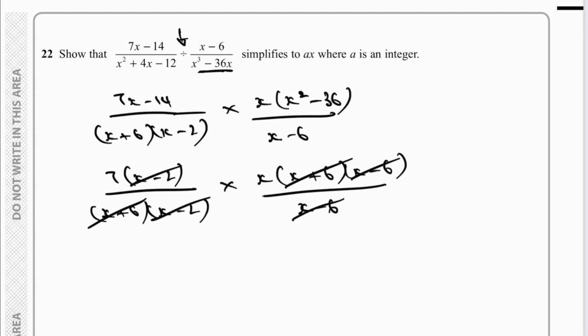So what I end up very neatly on this particular question is the value of 7x. So therefore a is the integer 7. Okay, hopefully that's all right for you. Really good, very neat question, that particular one.